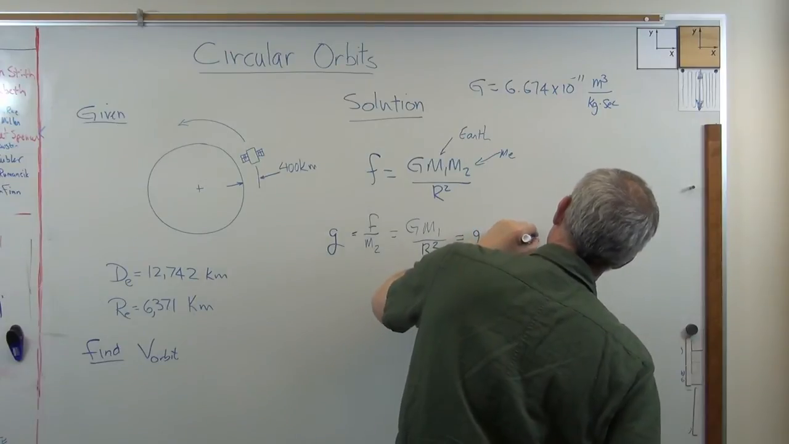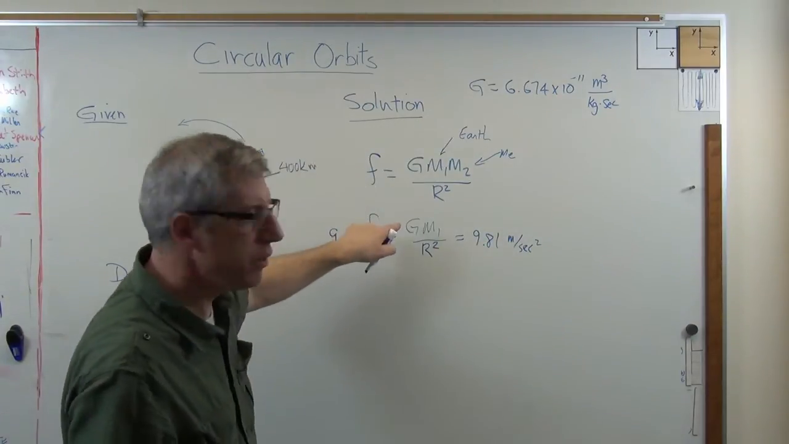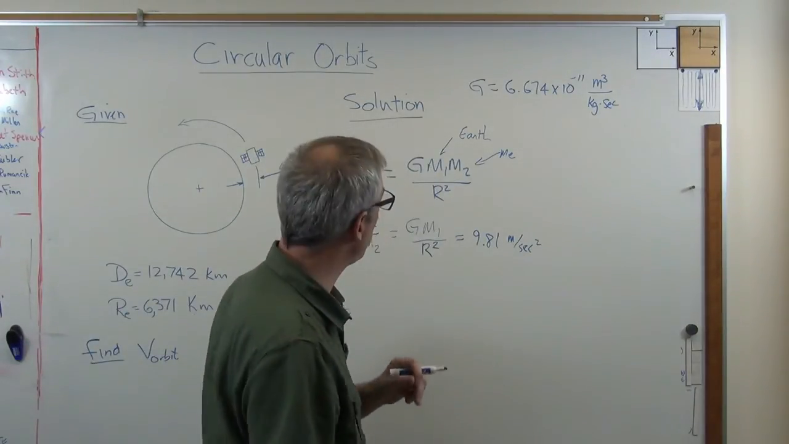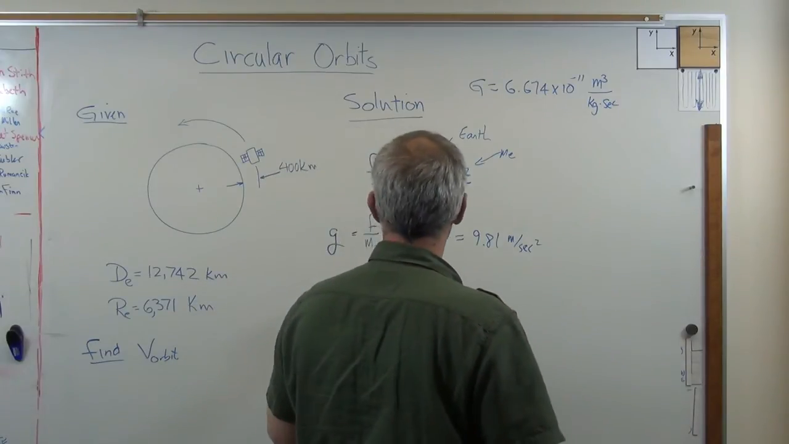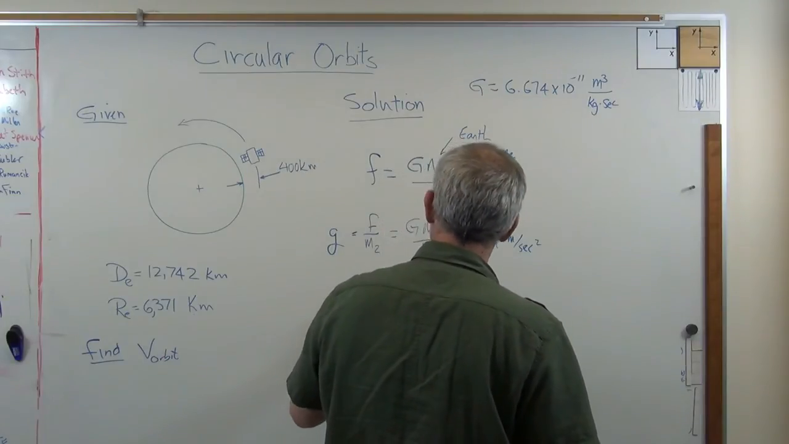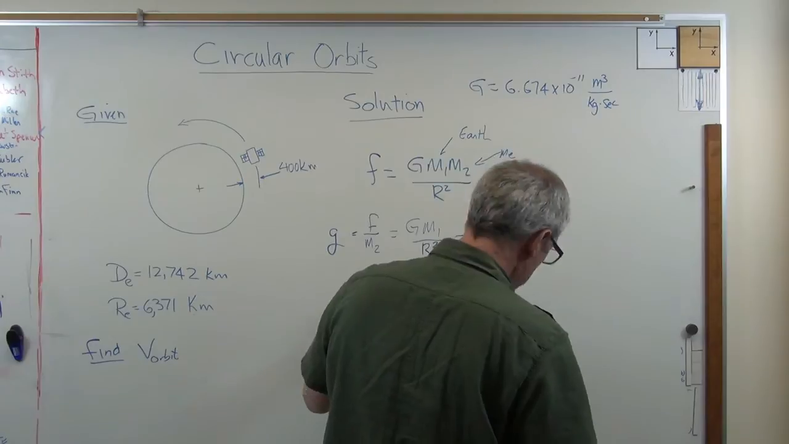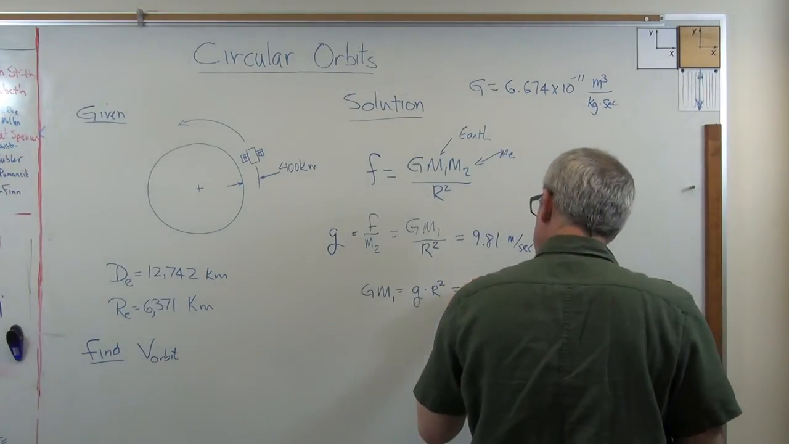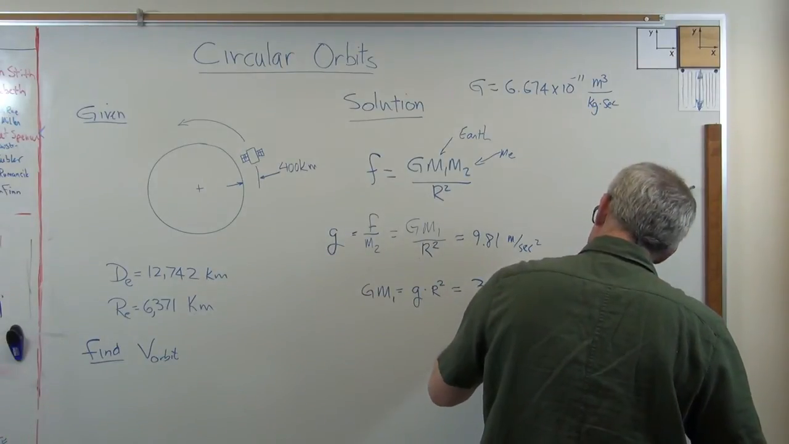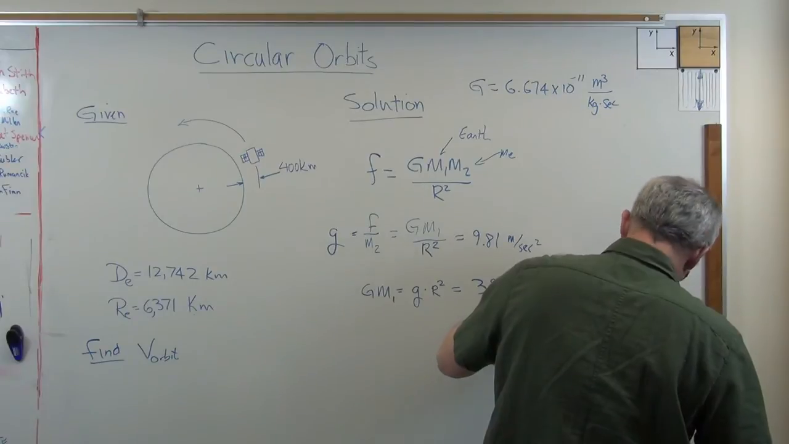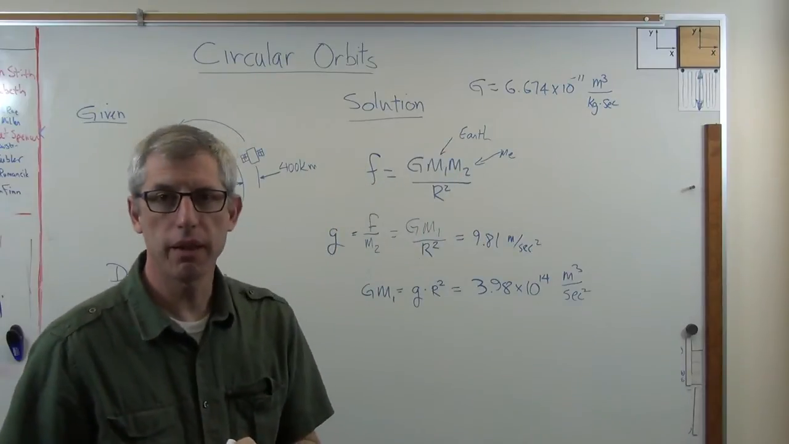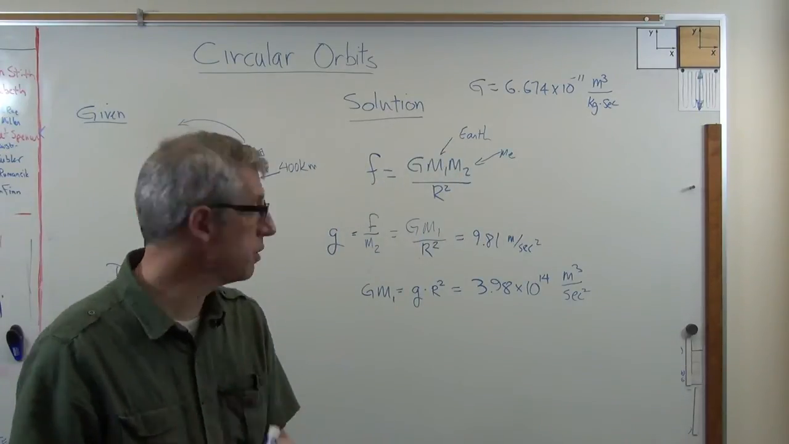Meters per second squared, all right? So I don't know what M1 is, but I don't need to know what M1 is. I only need to know the product of G and M1. So I'm going to go one step further here, and I'm going to say that G M1 equals little g times the radius of the Earth squared. Now if I figure that number out, it comes out to be 3.98 times 10 to the 14th meters cubed per second squared. Now that looks like the goofiest units ever, but trust me, it works out.